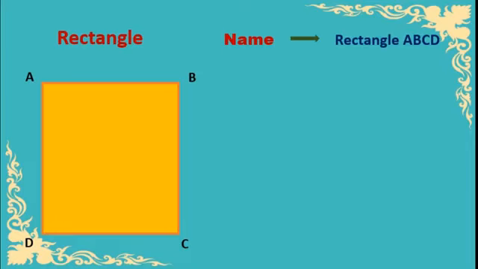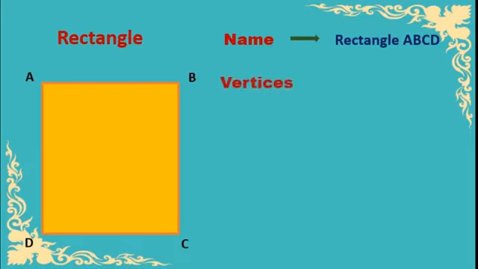You can't jump in between. You can't write like this, rectangle A, C, B, D. No, that is totally wrong. You can go in clockwise direction to name the rectangle, or you can go in anti-clockwise direction.